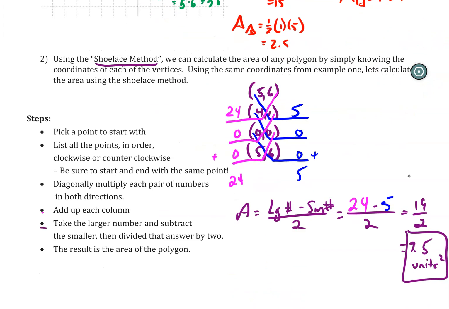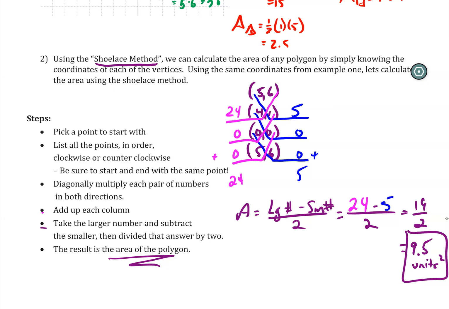So you can see this is a nice little shortcut, right? That allows us, that's sloppy, let me fix that. Nice little shortcut in allowing us to find the area of any polygon. That's the beauty of this. It does not have to be a rectangle, it doesn't have to be a triangle, anything like that. It can be any polygon.